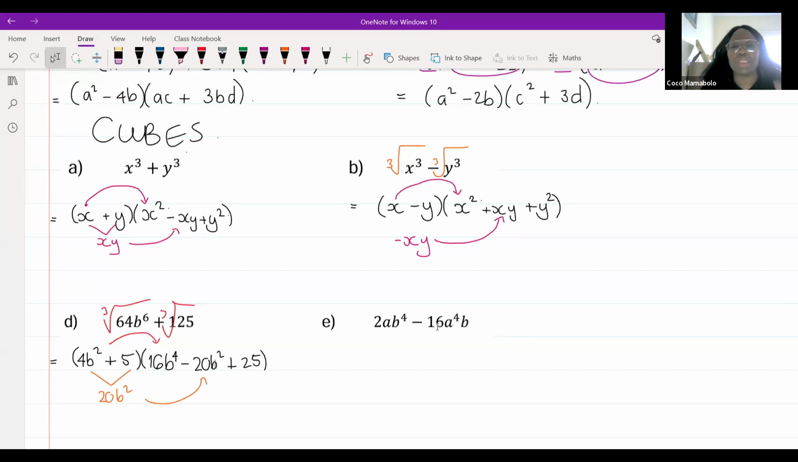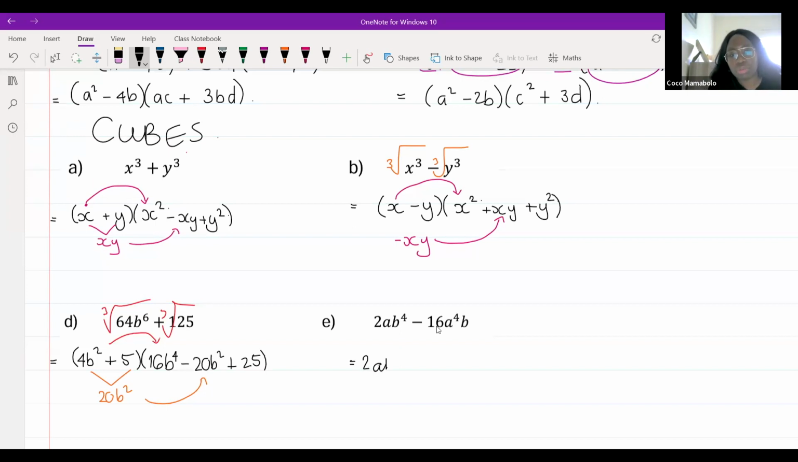And for those of you who are like, yo, ma'am, it's hard, ma'am, what's happening? You forgot to take out your HCF. Who can tell me what is my highest common factor? Good, 2, and what else, Mandisa? It's not just 2. What else? Correct. So it's 2AB. We first have to take out 2AB.